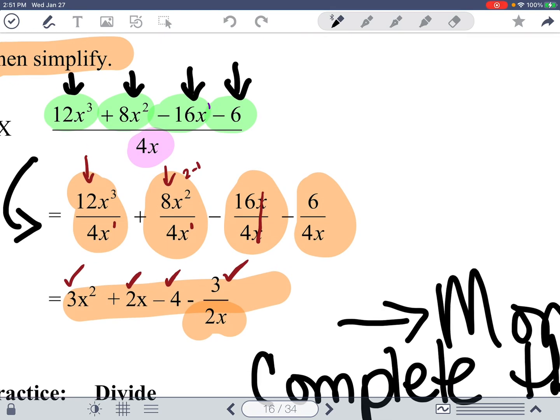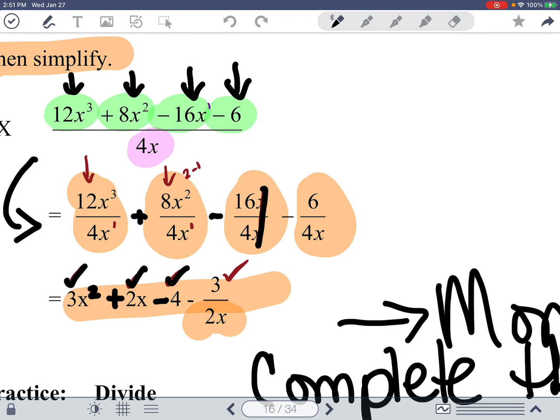Now, when you divide the coefficients, 12 divided by 4 is 3. x to the third divided by x to the first is x squared. That's where that first term comes from. You bring down your plus sign. 8x squared divided by 4x is 2x. And then you bring that one down. Then you do 6, then you bring down your minus sign. And 16x divided by 4x, the x's cancel, and 16 divided by 4 is just 4.